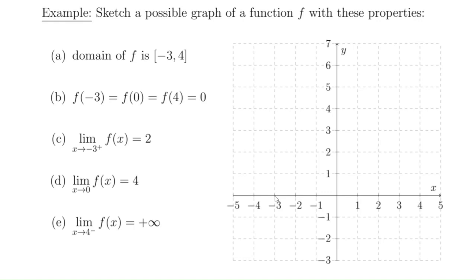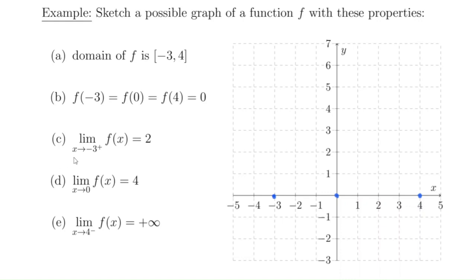So we want our function to go between -3 and 4 over here. We also want f of -3 to equal f of 0, and that to equal f of 4, and that to equal 0. So in particular, we need f of 4 to be 0. So that means the point (4, 0) will be on the graph. f of 0 will be 0. And f of -3 will be 0. Okay, so these 3 points for sure are going to be on the graph.